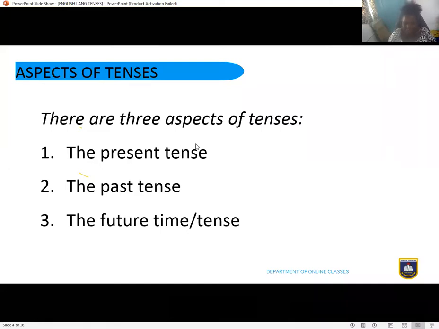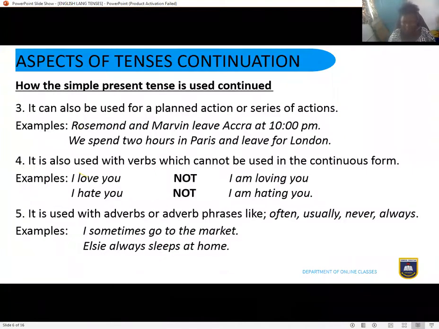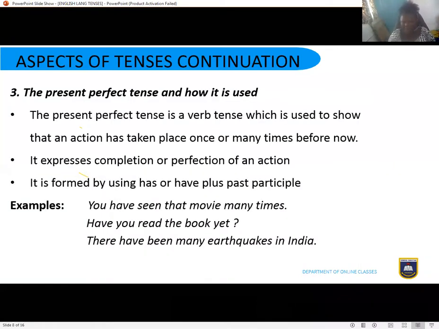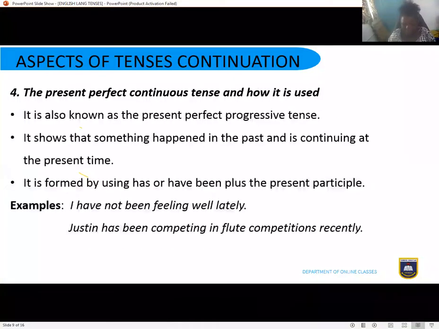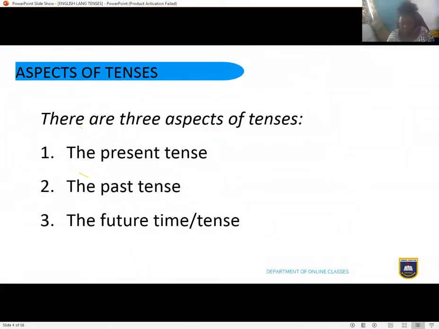Under the present tense, we look at the simple present tense, that is number one. Number two, we look at the present continuous or progressive tense, or the present participle. The third one is the present perfect tense and how it is used. And the last thing that we look at under the present tense is the present perfect continuous tense. So with this, we are done with the present tense. Now we'll continue with the second aspect of tense. Who can tell me the second aspect of tense?